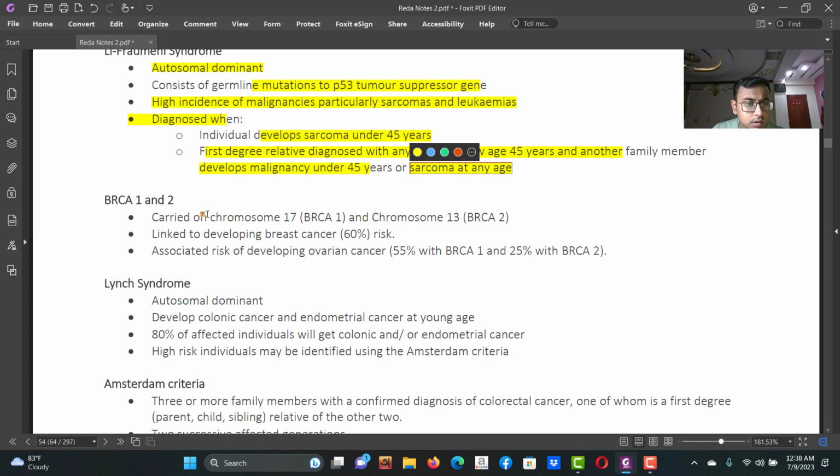Now, chromosome 17 carries BRCA1 and chromosome 13 carries BRCA2. BRCA1 is linked with developing breast cancer in 60% of cases and ovarian cancer in 50%, and BRCA2 in about 24%. So these two genes are very much responsible for pancreatic and breast malignancy. There are two kinds of genes: chromosome 17, that is BRCA1, and chromosome 13, that is BRCA2.